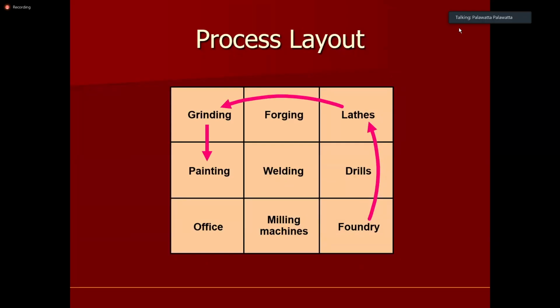This red one is 1. This is something like light blue. It is number 2, and then that is number 3, dark blue, and then foundry, drills, welding, milling is number 4.